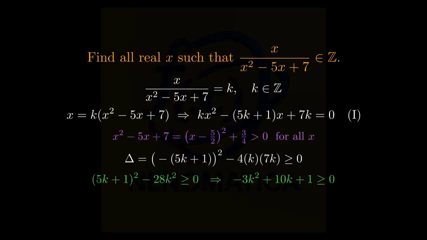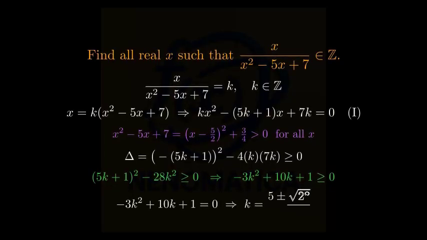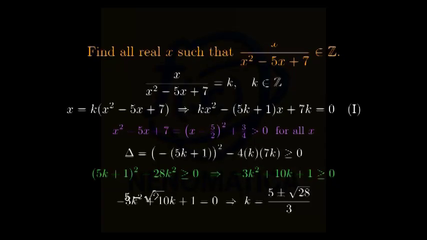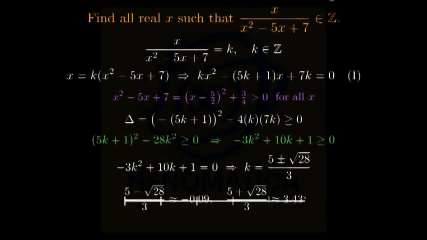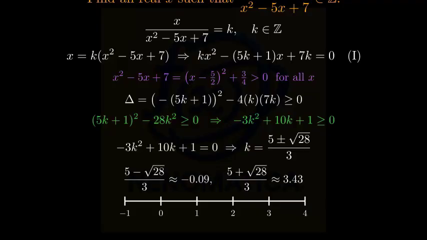Step 3. Solve the boundary equation -3k squared plus 10k plus 1 equals 0. Using the quadratic formula, we get k equals the fraction 5 minus square root of 28 over 3, or the fraction 5 plus square root of 28 over 3. Numerically, that's about -0.09 up to 3.43. So the integer values of k allowed by the inequality are 0, 1, 2, and 3. Let's mark those on a number line.